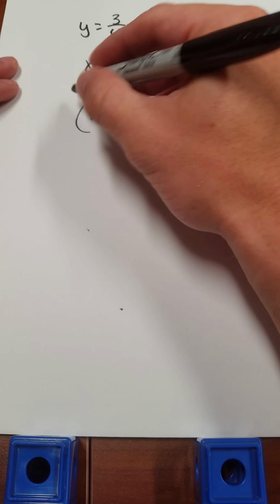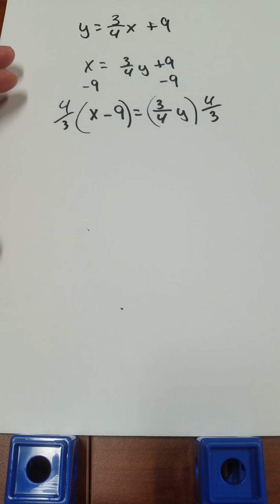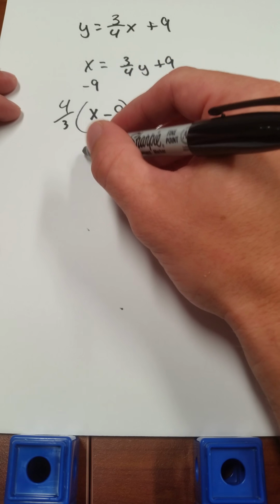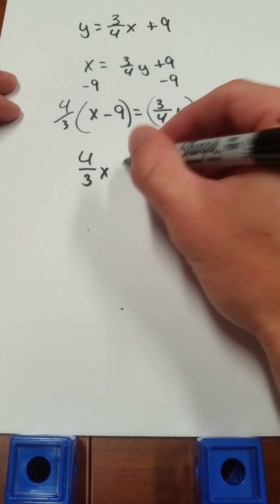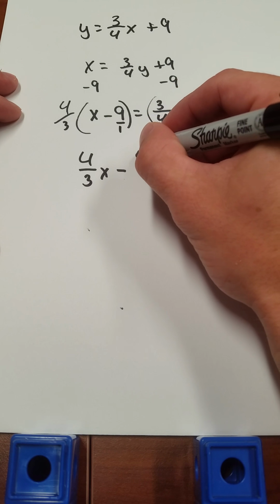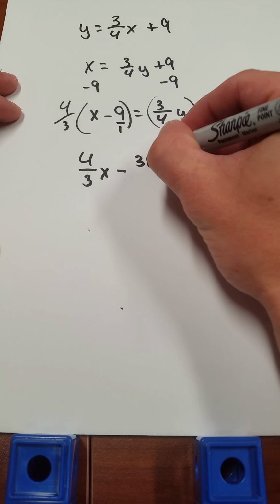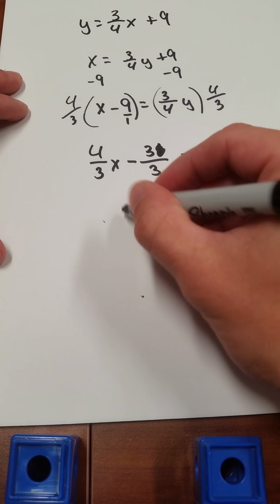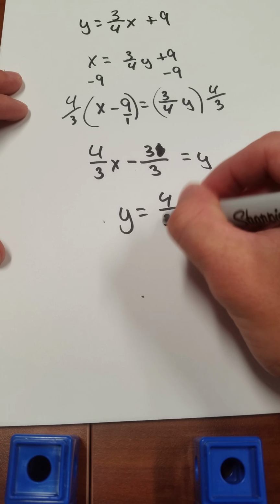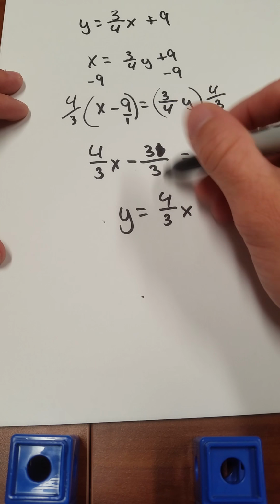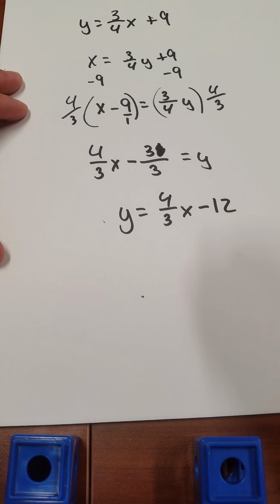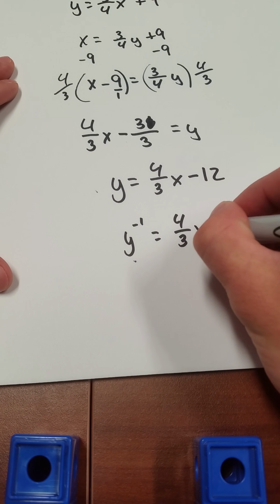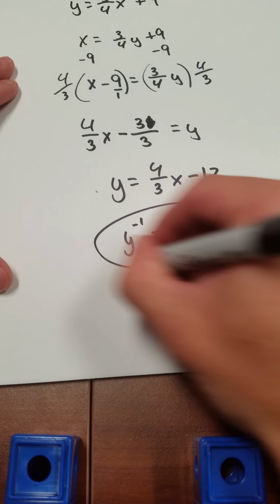Notice I didn't change the sign. I just simply flipped it upside down. So now I distribute the 4 over 3, so I get 4 over 3x minus, remember this is over 1, so that's minus 36 over 3 equals y. Now rewriting, y equals 4 over 3x. Guys, simplify this. 36 divided by 3 is 12, so this is minus 12. So final solution, y inverse equals 4 over 3x minus 12.